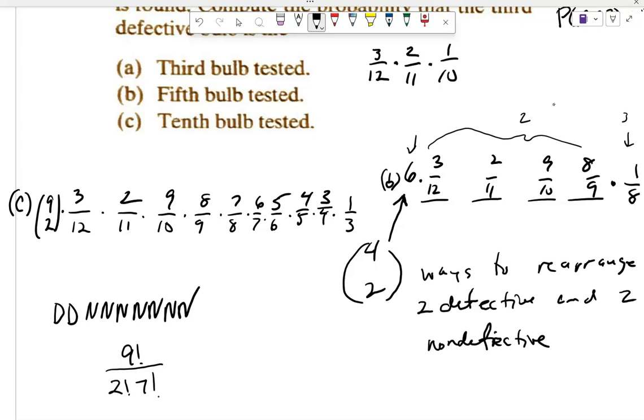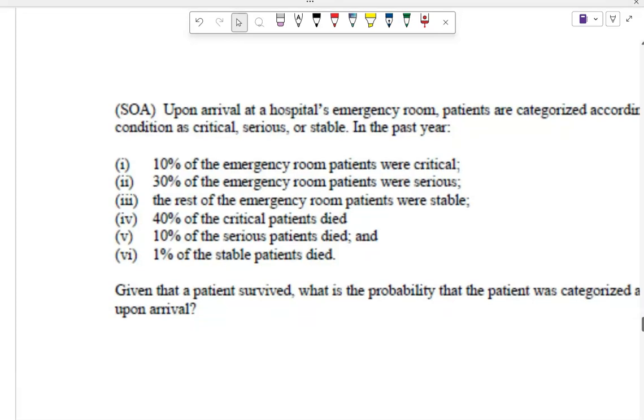If these were 9 different symbols, there'd be 9 factorial ways to rearrange them. Right? But I can't tell the difference between the 2 D's, and I can't tell the difference between the 7 N's. So that's another way to think about it, which is also just 9 choose 2. That okay? We have another one? We do have another one.